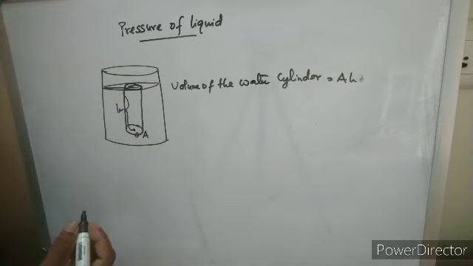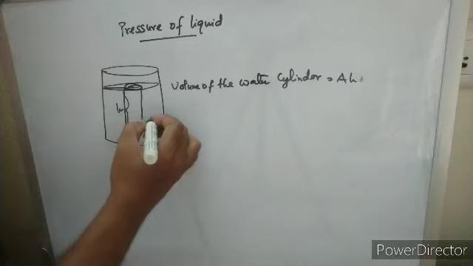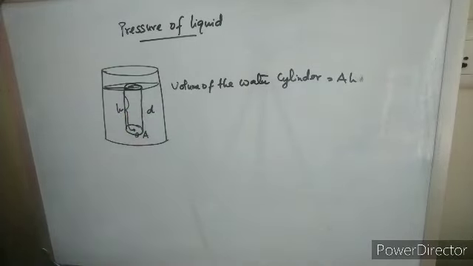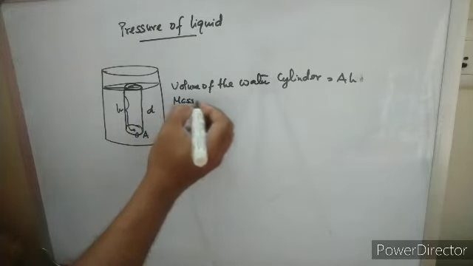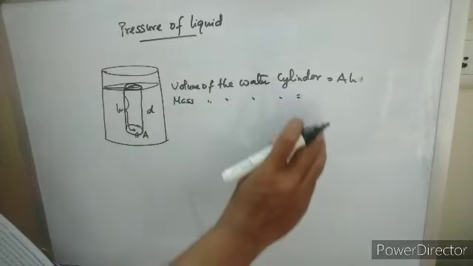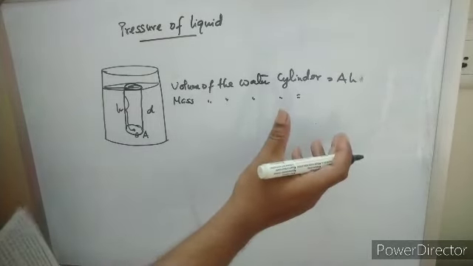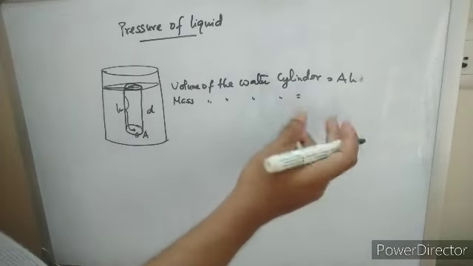We can use some density. It may be d, small d. So density of that liquid is d. We consider it. Now what is the mass of that water cylinder? Mass of the water cylinder is density into volume equals to mass.